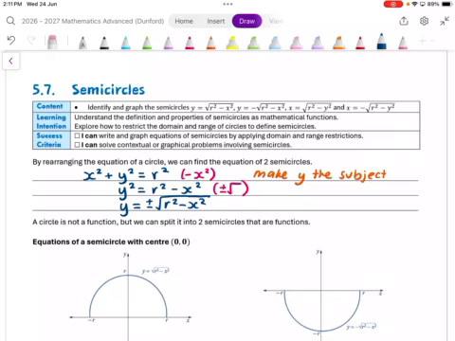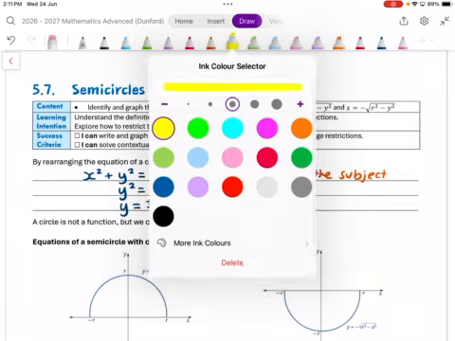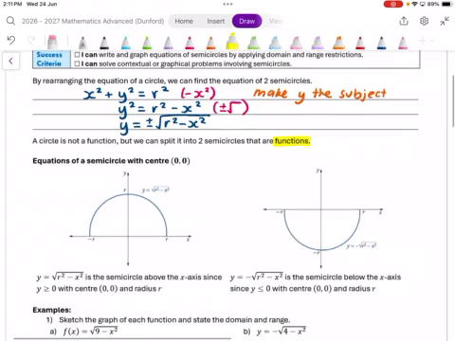Our circle is not a function, but when we split it into our two semicircles, it is a function, okay? What we have is that our equation of a semicircle with centre 0, 0, y equals the square root of r squared minus x squared, is the semicircle above the x-axis, since y is greater than 0. Our centre is 0, 0 and our radius is r. Now, if we have y equals negative the square root of r squared minus x squared, it's the semicircle below the x-axis, since y is less than 0. Our centre is 0, 0 and our radius is r.